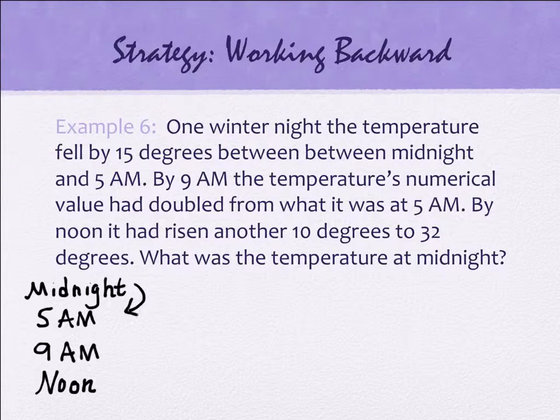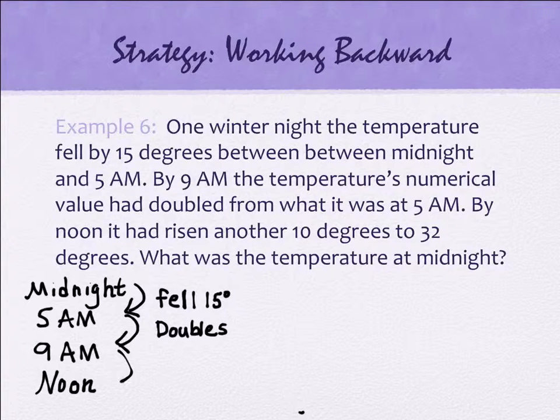Okay, so what happens between midnight and 5 a.m.? Fell 15 degrees. What happens between 5 a.m. and 9 a.m.? The temperature doubles. At least the number associated with it doubles. And then what happens between 9 a.m. and noon? It rises or increases, right? Another 10 degrees. Did I write that down right? Looks okay. And there's one more piece of information I haven't written down yet. What is it? It's 32 degrees, I think.